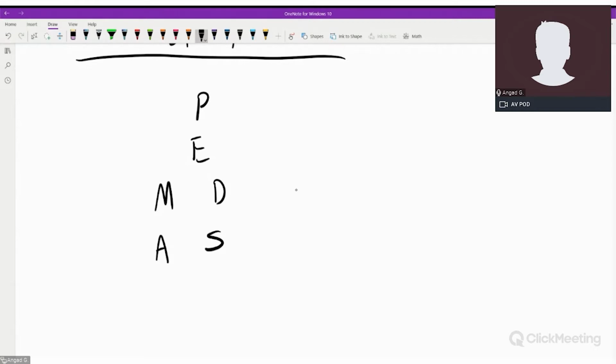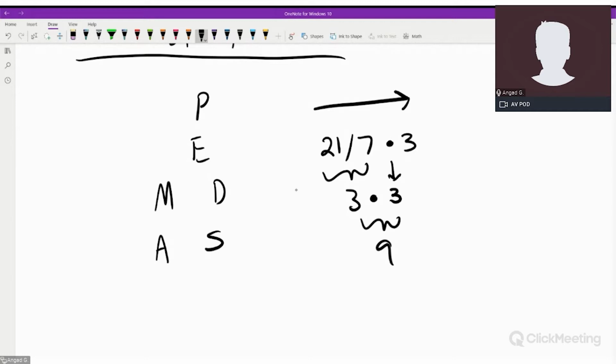So if we were to have 21 divided by 7 times 3, just because of the way PEMDAS is written, M is before D, doesn't mean that we do multiplication first. We read left to right. So what we do first is 21 divided by 7. This is 3. Now we're going to multiply this by 3. We get 9. That's how we do PEMDAS. Do you guys get that so far?